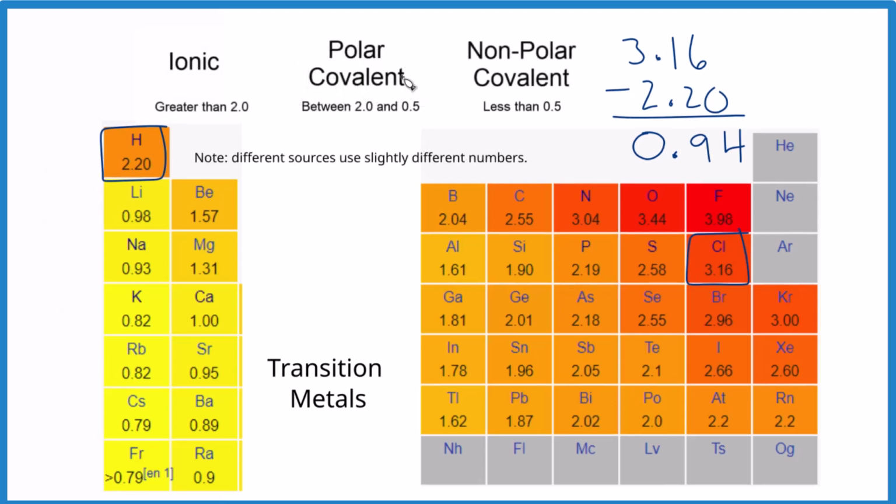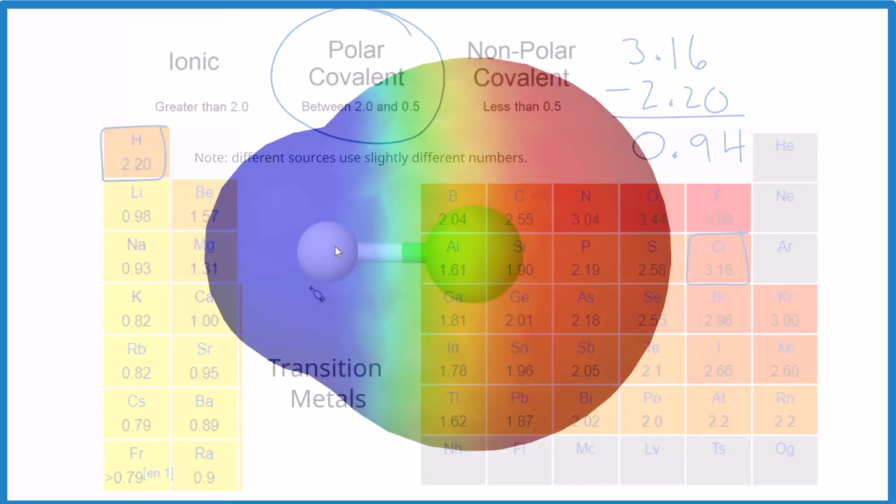So in general, if we have between 2.0 and 0.5, that's going to be polar covalent, and that's what we have, 0.94. These numbers differ slightly here, but definitely this is going to be a polar covalent molecule, and the electrons are going to be shared unequally between that hydrogen and chlorine. And that's going to look like this.